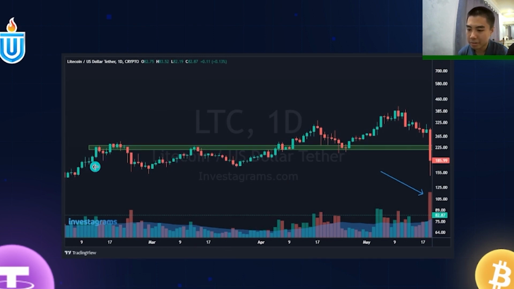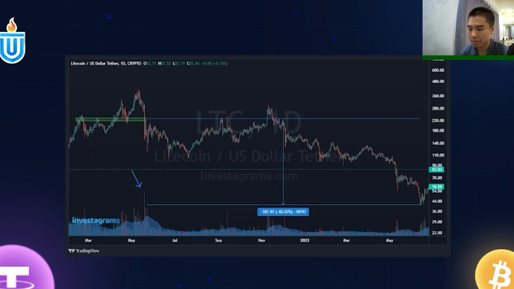As you can see here, it is a very significant level of support for LTC: formerly resistance, then turned into a new support level, then eventually broke down. It's already an engulfing candle, a huge red candle, and the volume on the downside was huge too. That's a warning sign that it's probably time to sell my position if I have one, or time to avoid this specific token. And that was just the beginning of the move lower.